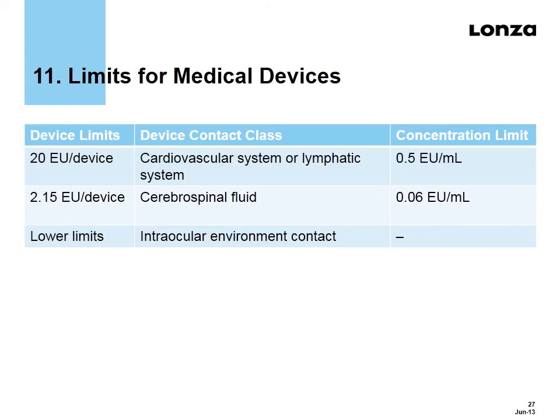For some examples of limits of medical devices, we find that the device limit stayed the same as which was listed in the AAMI guidance document, and that's 20 EUs per device. And an example would be a device that contacts the cardiovascular system or lymphatic system. And the extraction volume would be 40 milliliters of non-pyrogenic water, such as water for injection or LAL reagent water, and testing 10 devices. And the concentration limit would be, in this example, 0.5 EUs per ml.